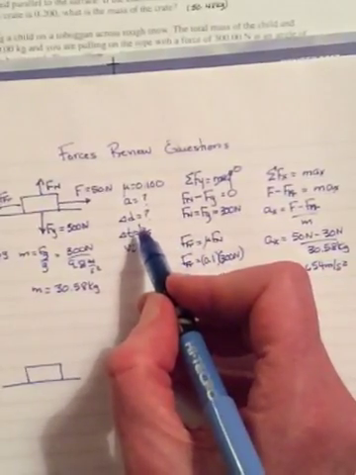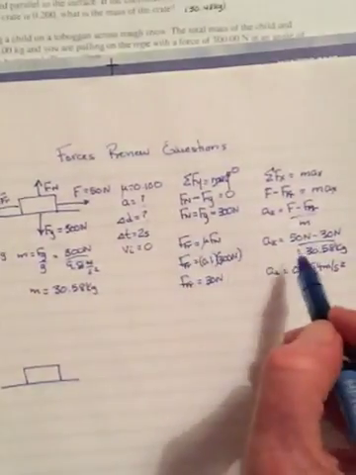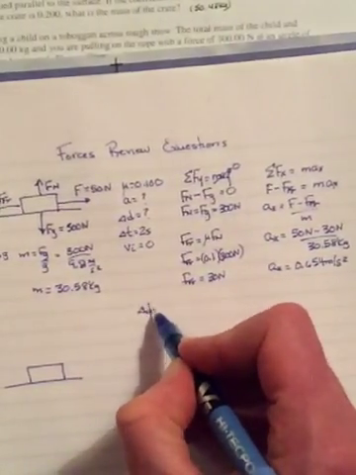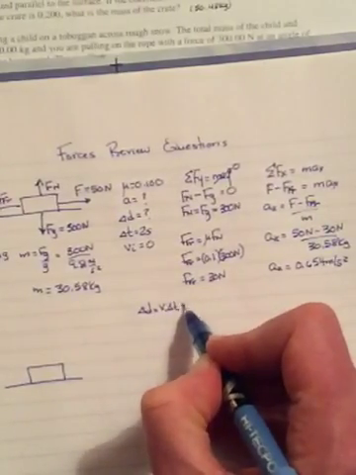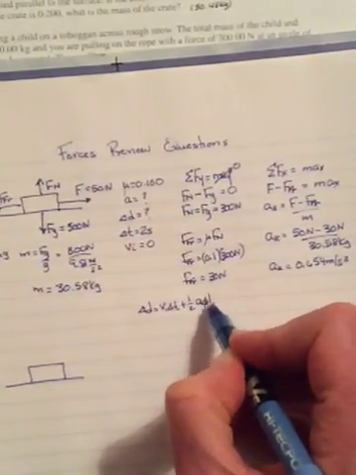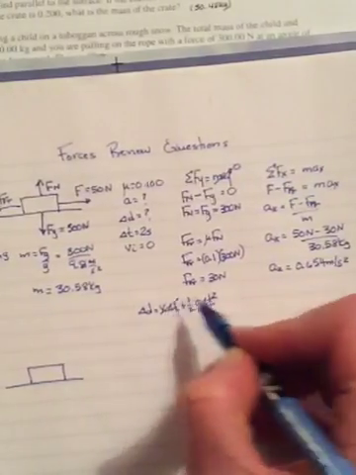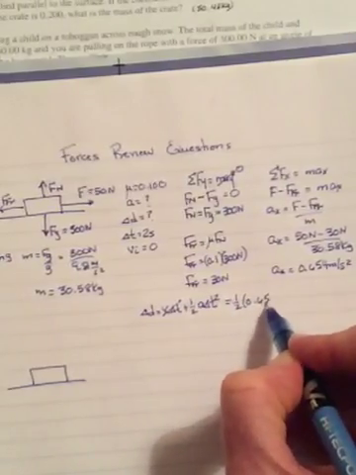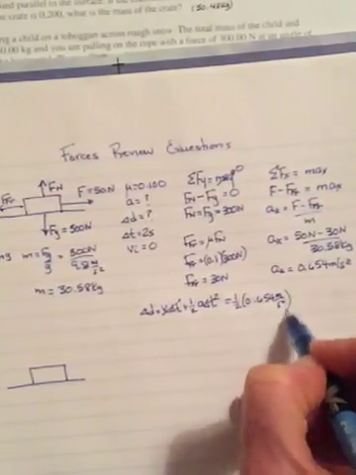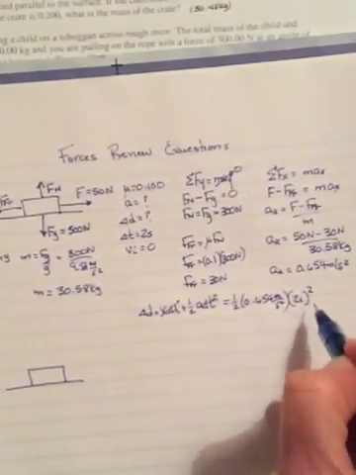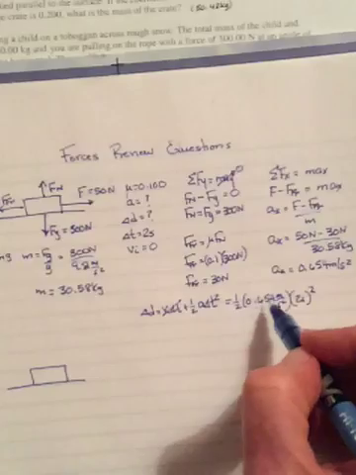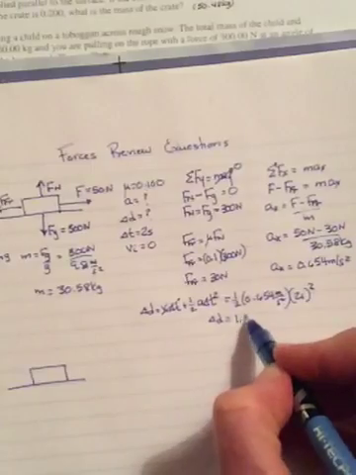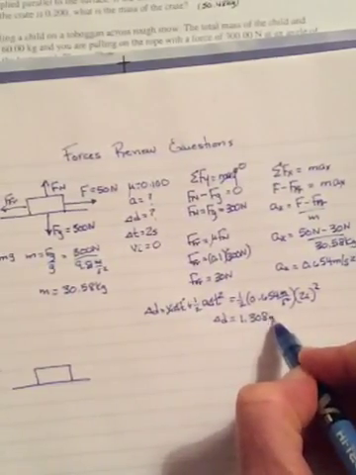Now that we have A, we can easily get delta D, because we have A, delta T, VI, we want delta D. It'll just be delta D is equal to VI delta T plus 1/2 A delta T squared, but the VI delta T term goes to 0. So this is just going to be 1/2 times 0.654 meters per second squared times 2 seconds squared. 2 squared is 4, half of 4 is 2, so delta D is just going to be 2 times 0.654, 1.308 meters.